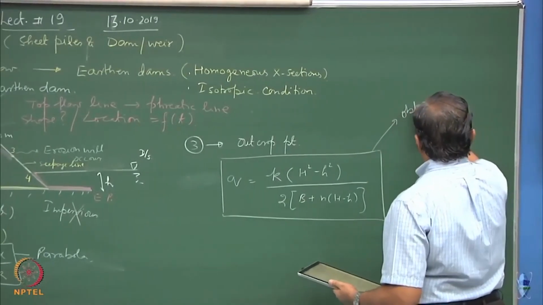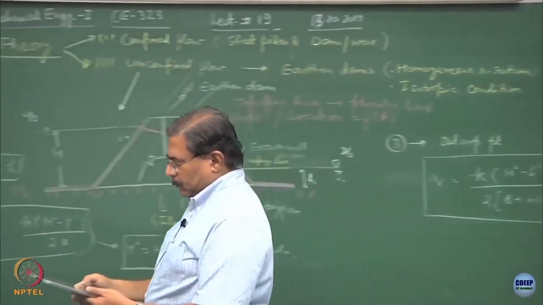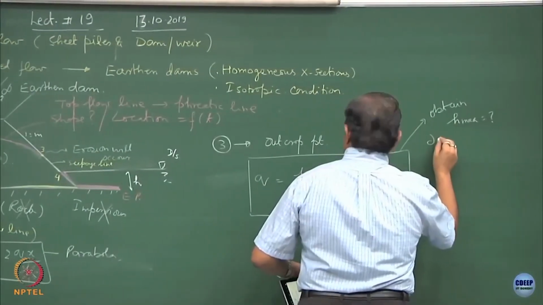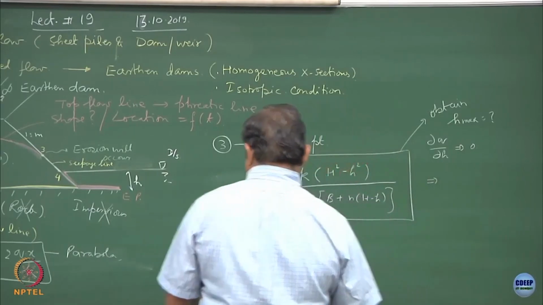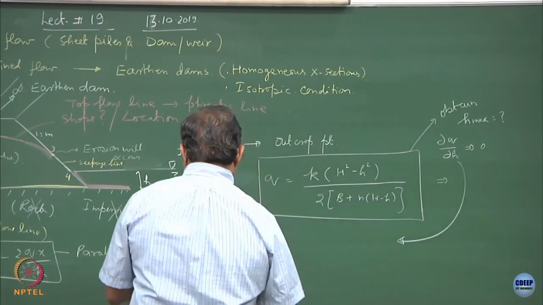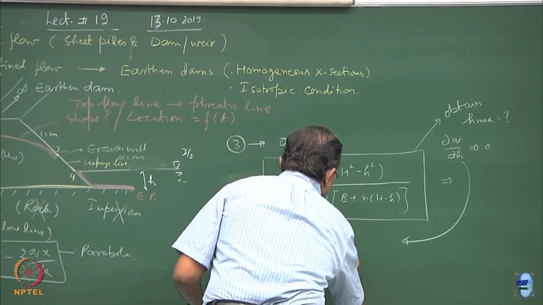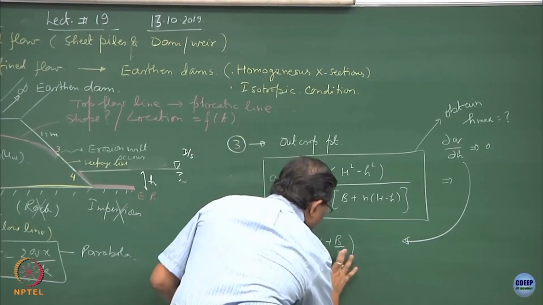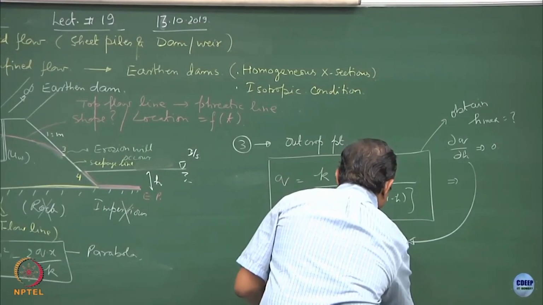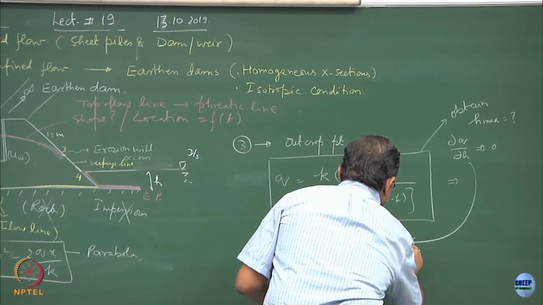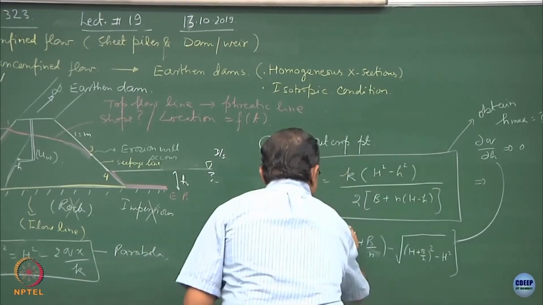So, obtain h maximum. If you differentiate this function and put it equal to 0, what you will be obtaining is h which is maximum, equal to h plus b by n minus under root h plus b by n square minus h square, this expression.